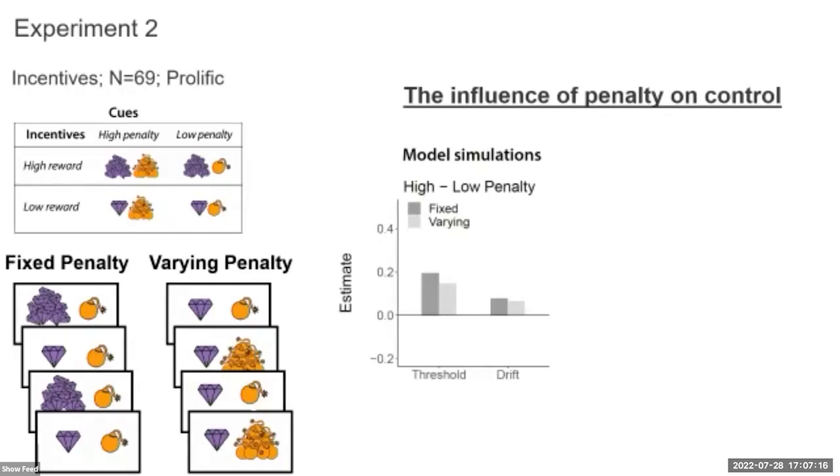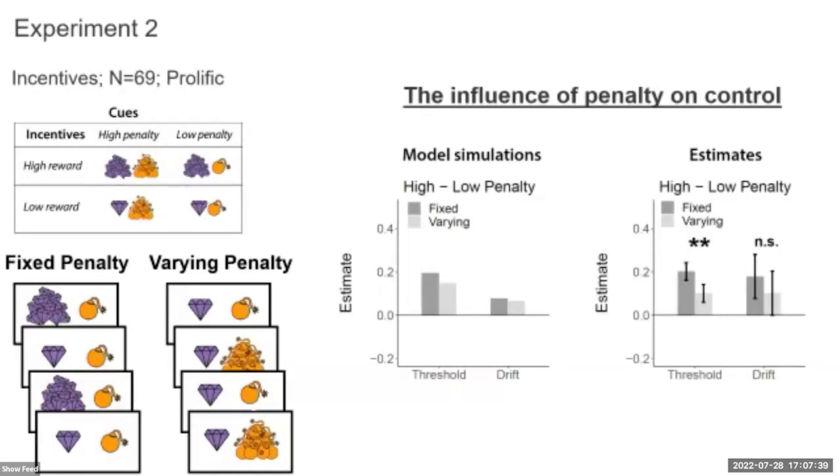That kind of makes sense. You increase your levels of caution relative to low penalty case, and then you also increase the drift a bit. So that we did expect, but the crucial thing here is that, again, particularly pronounced on the threshold, we're predicting lower effect of penalty on threshold in varying relative to fixed blocks. And when we look at the data, indeed, it pans out.